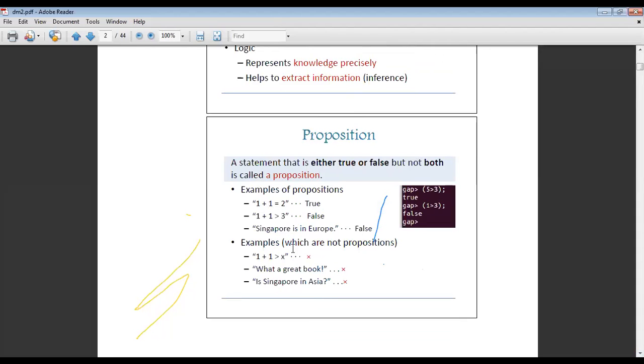That is a proposition. But see, 1 plus 1 greater than x. You can say 1 plus 1 is 2, 2 greater than x. From here, it is not clear whether the statement is true or false. You cannot tell from here. So that's why it is not a proposition. Similarly, what a great book, which I have already discussed, is not a statement, so it is not a proposition. Is Singapore in Asia? Again, it's not a statement, so it is not a proposition.